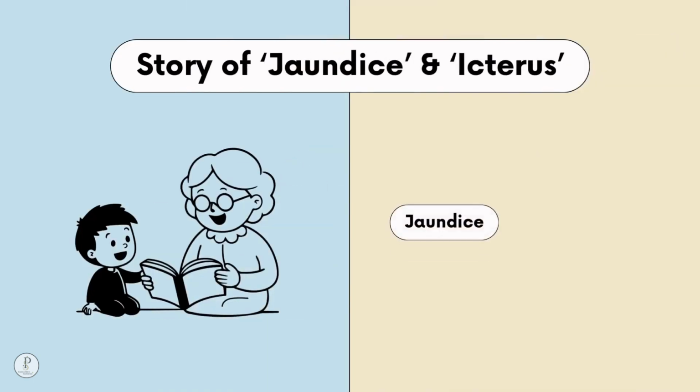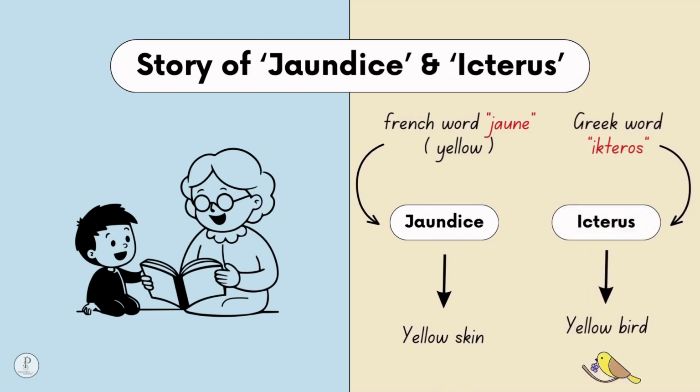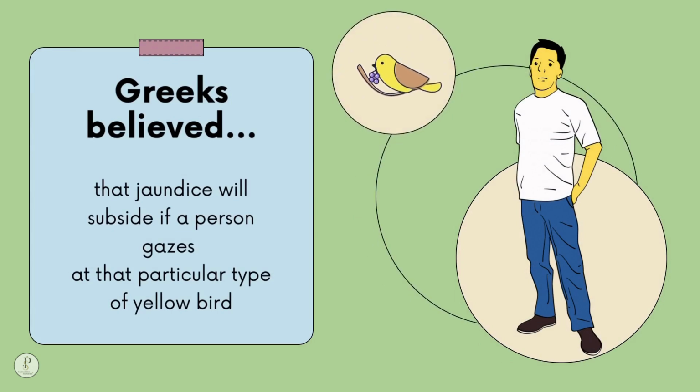The word jaundice originates from a French word jaune, which means yellow. Jaundice basically means yellow skin. The word icterus arises from a Greek term icteros, which signifies a specific type of yellow bird. Greeks believed that jaundice will subside if a person with jaundice gazes at that particular type of yellow bird.